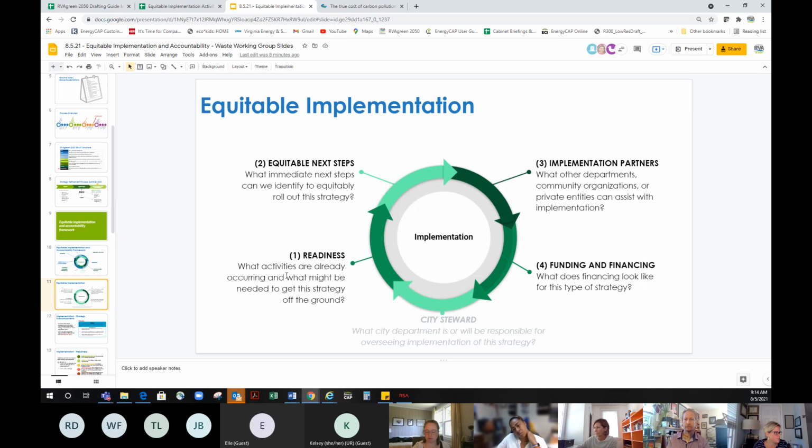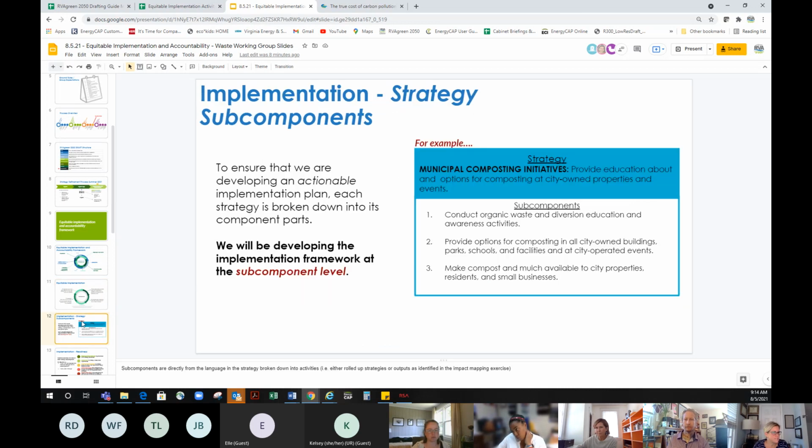So to go into each of those a little more specifically, I want to make sure you understand what the structure of these strategies is. If you'll remember, there's a strategy, kind of an overarching statement. This example is municipal composting initiatives, and it says provide education about and options for composting at city-owned properties and events. So this is the one for city-owned buildings and properties and facilities.